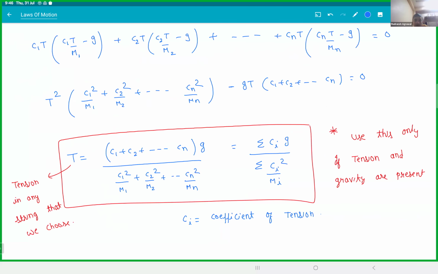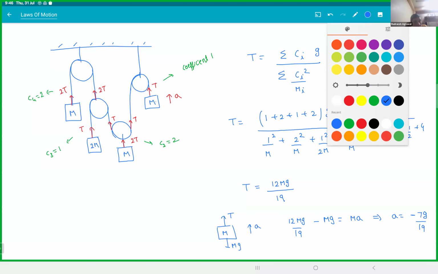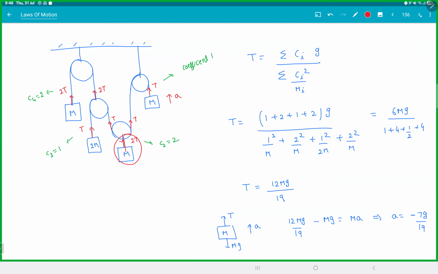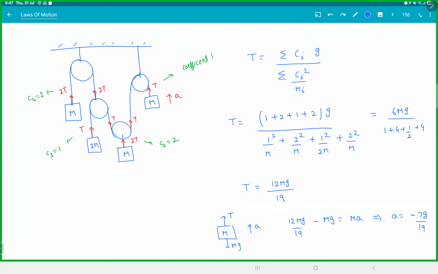So if instead of 1, 2, 1, 2, we use half, 1, and half, will we get the wrong answer? When you say half, one and half, why are you using half exactly? Where did you take tension T as? I took this one as T. Then you'll get the same thing, but you won't get the tension here. So you need to find this tension, right? If you got this as T, then this will be T by 2. Fine, you'll get the answer. That's what I said, T is the tension in whichever string you have chosen.